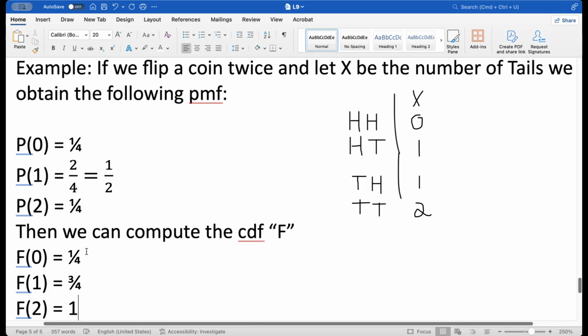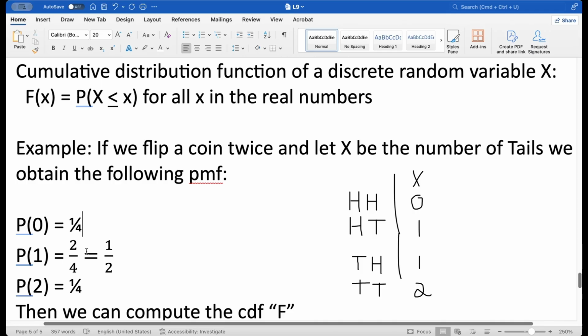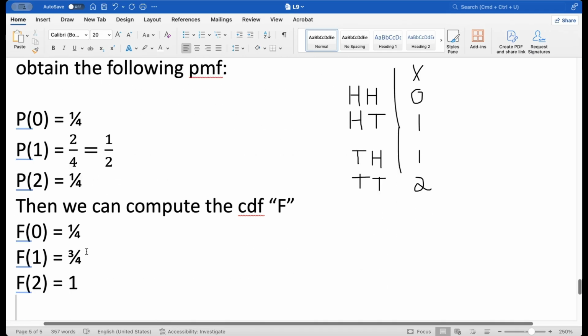Now, this capital F is defined for all real numbers. So what's going to happen is if you pick a value in between 0 and 1, like F of 0.7, we're counting everything up to and including 0.7. So we'd just still be at a quarter. So it would stay level until we hit the next value that had a positive probability. So we'd have a jump at 1 and then a jump at 2.